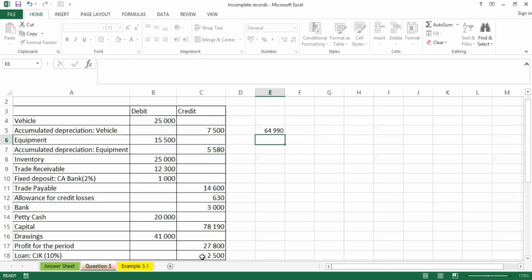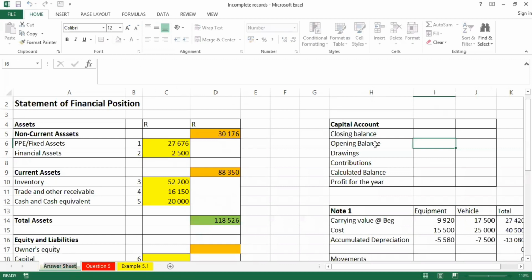And then we get what? We get the 64,990, which is our opening balance.